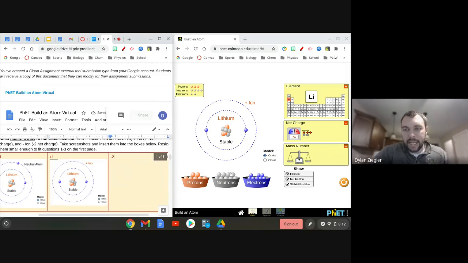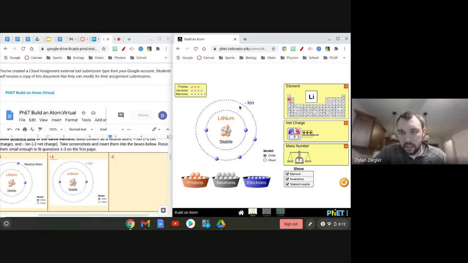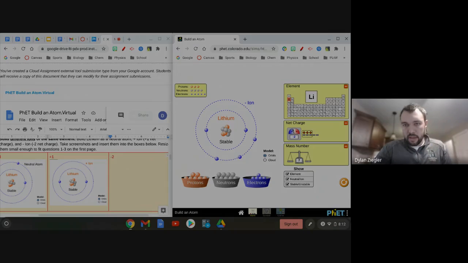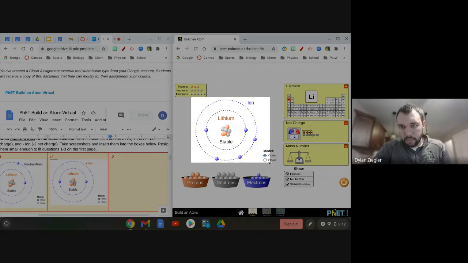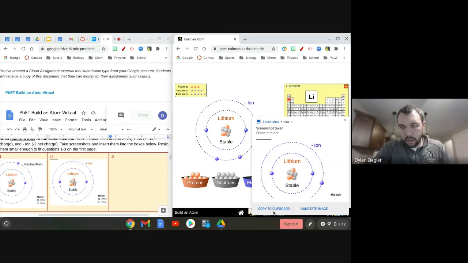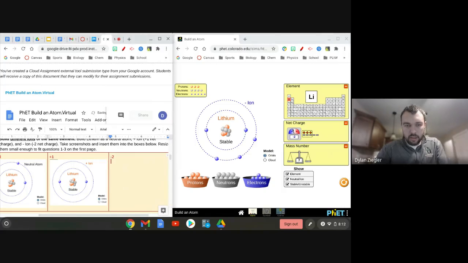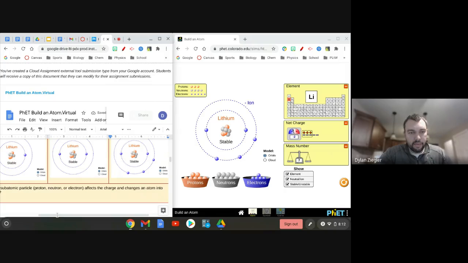And then a -2. Okay, so I gotta keep adding electrons here. And here it's still a negative ion, but we need to check the net charge over here. It's at -2 right now. So this is what we want. So Control Shift, copy. Okay, so we have that.